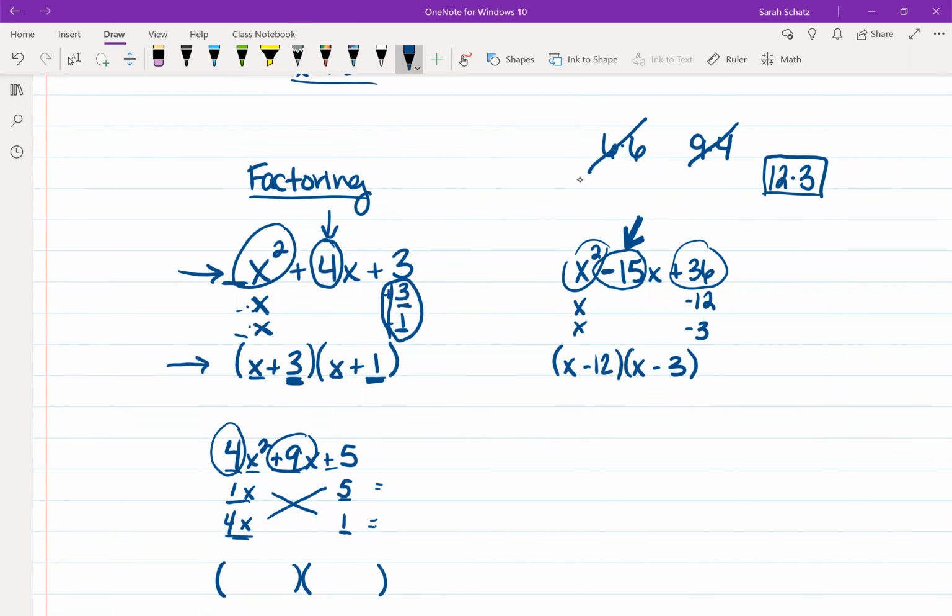Let's try it, you guys. Try it with the cross product. So now I have 1x times 1, and that's just 1x. 4x times 5 is 20x. You guys, can you think of any combination of the number 20 and the number 1 that are going to make a 9? Because I cannot. So I'm like, what's the deal? It has to be 5 and 1. I already tried 2 and 2 on the other side and it didn't work.